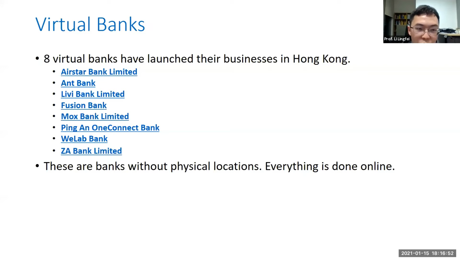And you may ask, why do we need these virtual banks? First of all, these virtual banks purely operate online. They don't have any physical locations. So if you want to open an account, you just download their app and do it through the app. It can be very efficient. It probably only takes several minutes to open an account with them. If you want to deposit money, withdraw money, transfer money, or apply for loans, you always do it in the app. So everything is done online. There are no physical branches.